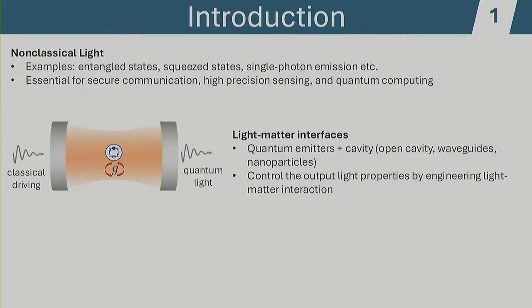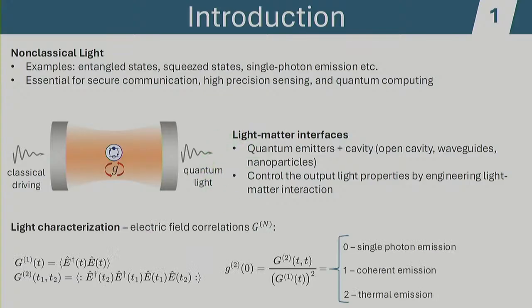A promising platform for generating those exotic states of light is the so-called light-matter interface, which usually consists of some quantum emitter embedded into a cavity. The basic idea is that by classical driving, and by engineering the interaction between the quantum emitter and the modes of your cavity, you can manipulate the properties of the light which is being emitted from the system.